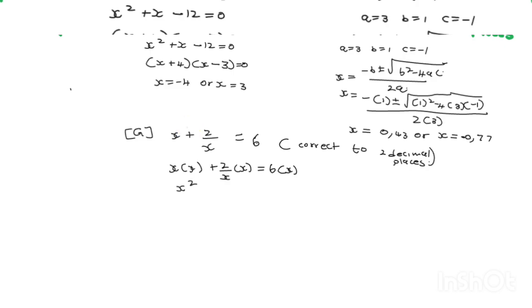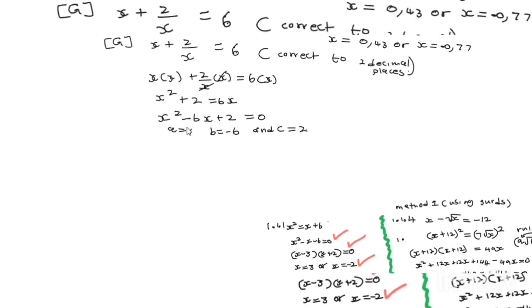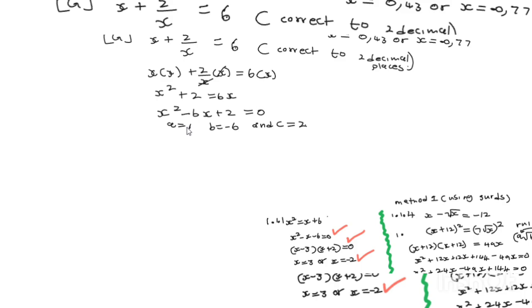So here, x divided by x cancel each other because it's 1. And then plus 2, and then equals 6x. You see, we still do not have a standard form. Our standard form must have descending exponents, and then equals 0. Now we can identify our a as 1, our b as negative 6, and our c as 2.